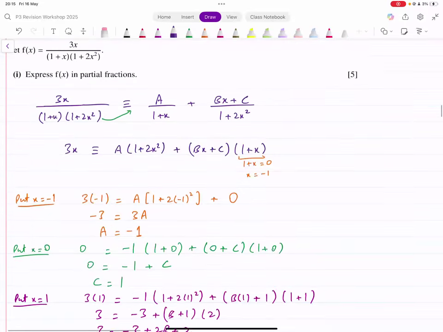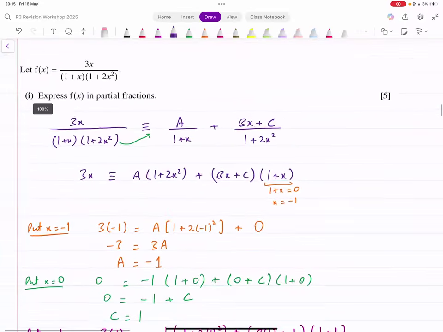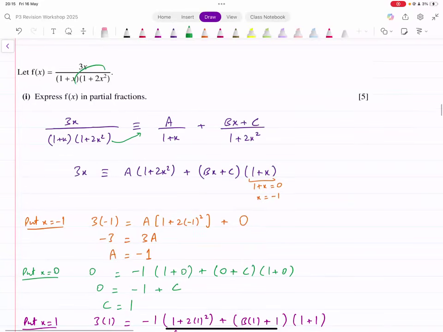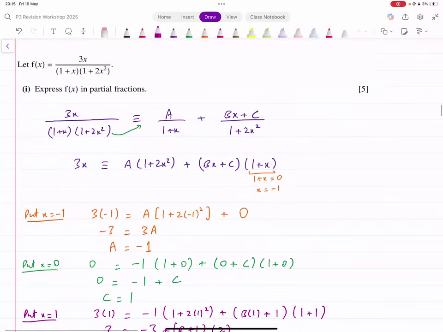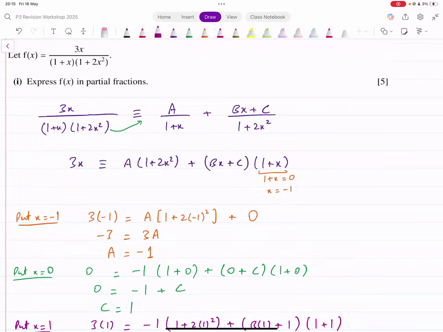These are some examples of that. If you have a quadratic factor in the denominator like this, what would happen in that case? You'll say this is A over 1 plus x plus (Bx plus C) over 1 plus 2x squared. For the quadratic factor, we have Bx plus C in the numerator. Now, you multiply the denominator on the left side to the right side and see what that gives you.